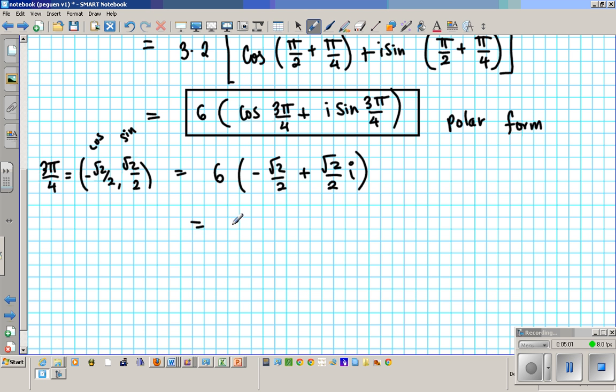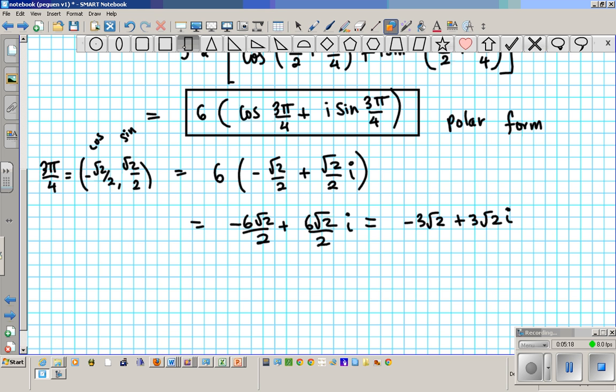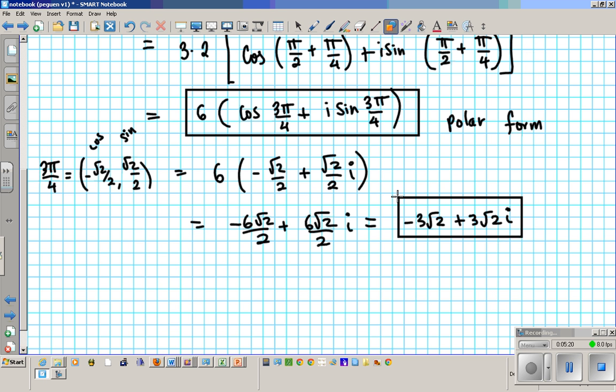I'm going to have negative 6 root 2 over 2 plus 6 root 2 over 2 i, which reduces to negative 3 root 2 plus 3 root 2 i, and that's the end of the story. Okay? This is your answer in rectangular form. Rectangular form. Okay?